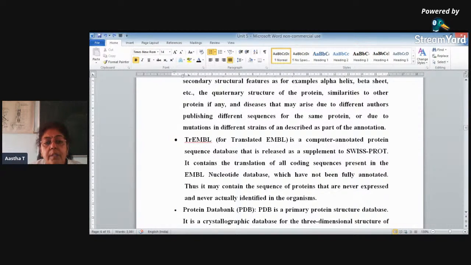Now, translated EMBL. What is this? TrEMBL is a computer annotated protein sequence database that is released as a supplement to SwissProt.